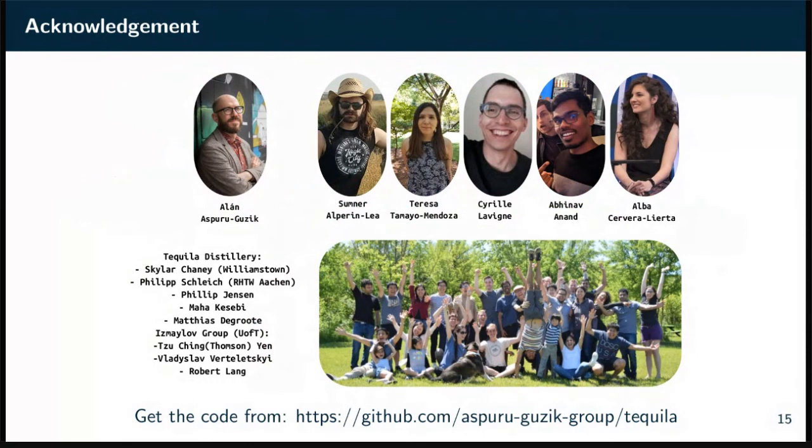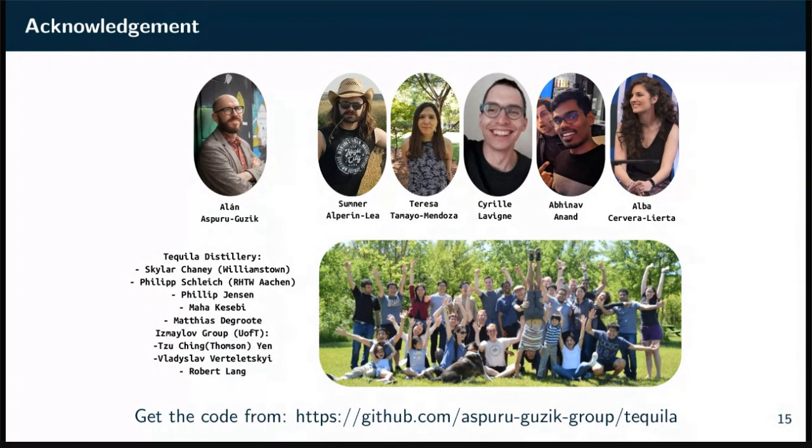Here I show you the people who are mainly involved in that project. It's of course Alan, who is the head of our research group. Then we have to mention Sumner Alperin-Lea, a grad student here who does a lot of work in Tequila, and of the grad students is the one most involved with developing this software. Then we also have Teresa, Cyril, Abhinav, and Alba, who helped a lot with the initial implementation and are still working on improving the code base.